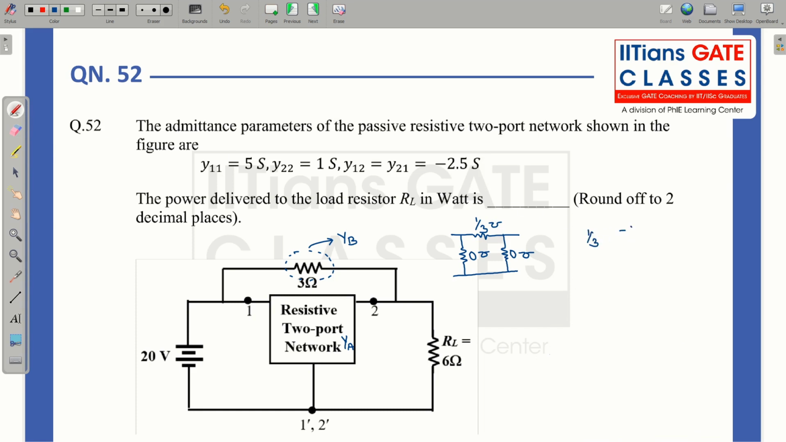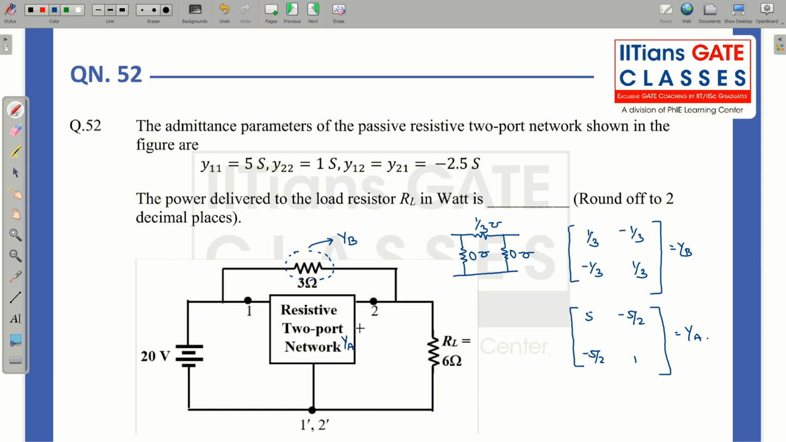1 by 3, minus 1 by 3, minus 1 by 3, and 1 by 3. So this is your YB, and YA is equal to what? YA is equal to 5 by 2, minus 5 by 2, minus 5 by 2. So this is YA. Now we have YB and YA.